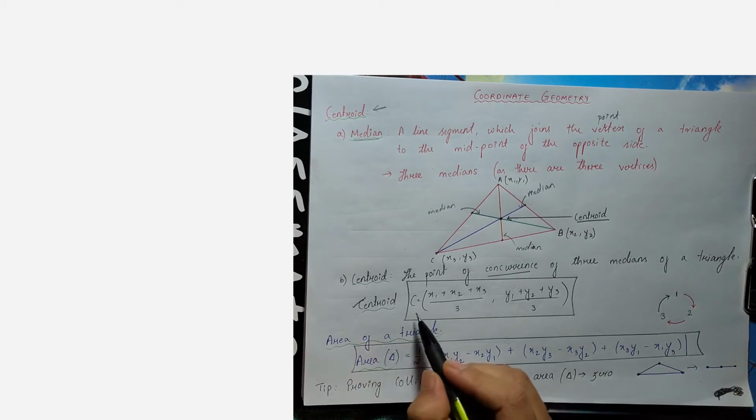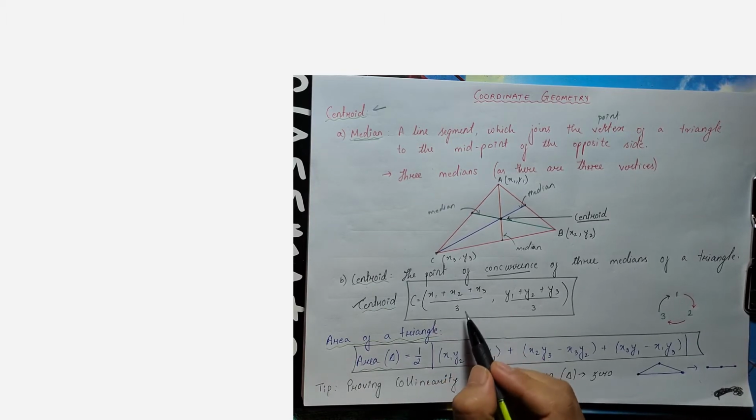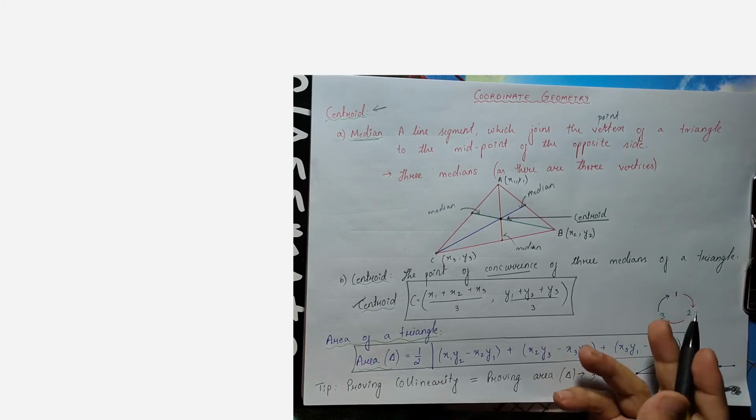The formula of centroid is C equals (x1 plus x2 plus x3) divided by 3, comma (y1 plus y2 plus y3) divided by 3.